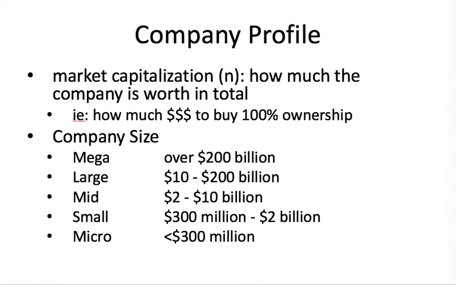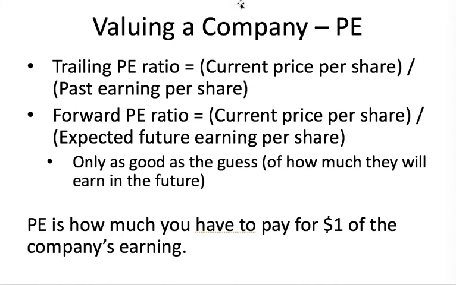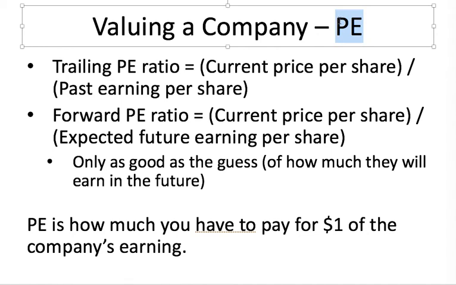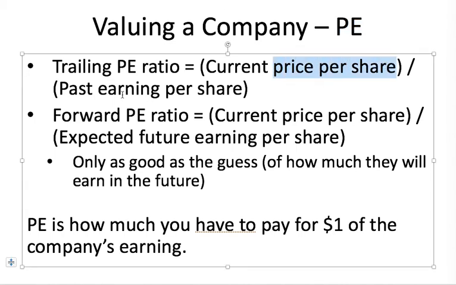So, when you are deciding whether or not a company is worth buying, there's a few different ways you can look at that company. There's a few different ways to measure the value of a company, whether it's a good or bad buy. One way is the PE ratio. The PE ratio is just the price of the share divided by the earnings per share.